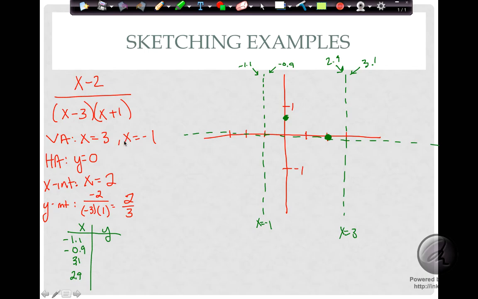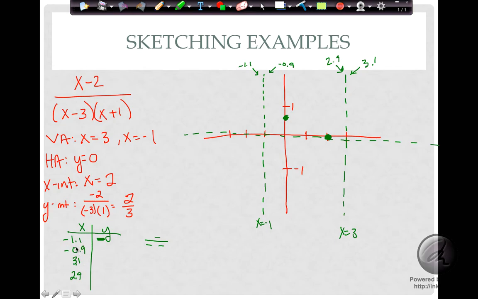Now here's what I really care about. I only care whether or not it's positive or negative. So if I plugged a -1.1 in here, it's going to be a negative. If I plugged in -1.1 into this factor, it's going to be negative. And a -1.1 into this factor, it's also going to be negative. And 3 negatives make a negative. Now you can plug this number in and figure out that it's a negative something, but I don't care.